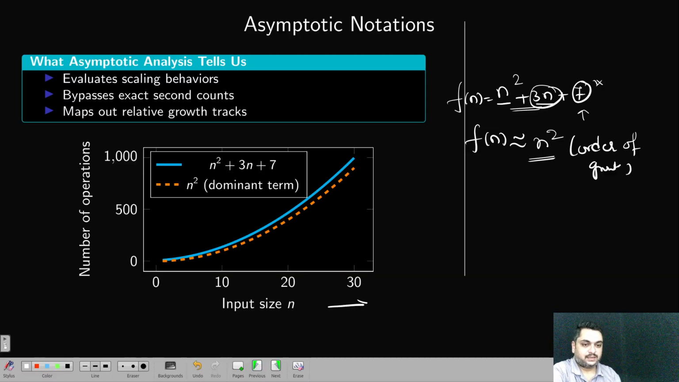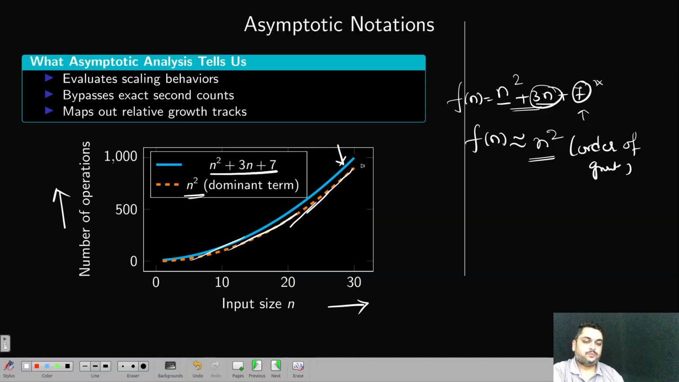The x-axis is the input size, and the y-axis is the number of operations I am performing. We are calculating the time complexity as a count of the operations, not as the CPU clock time or real world clock time. We don't measure in seconds or milliseconds. We measure in terms of asymptotic notations, that is, order of growth. Now, if I take n square plus 3n plus 7, the entire function, the blue line indicates that curve. And if you take only the dominant term n square, you see the behavior. This dashed orange line is my n square.